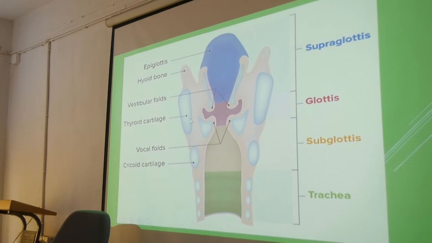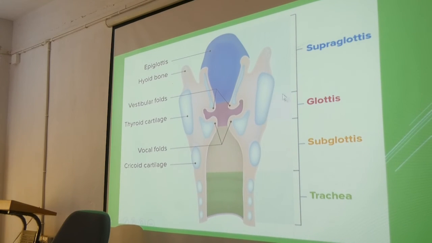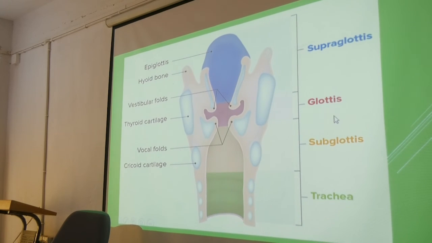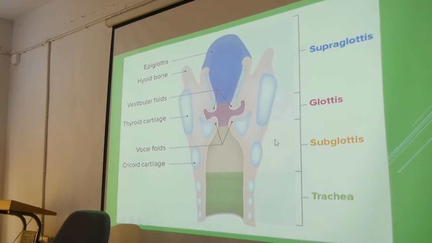Rhima glottis. And this part is known as glottis. Above is supraglottis, below is subglottis. These are the parts of the larynx.